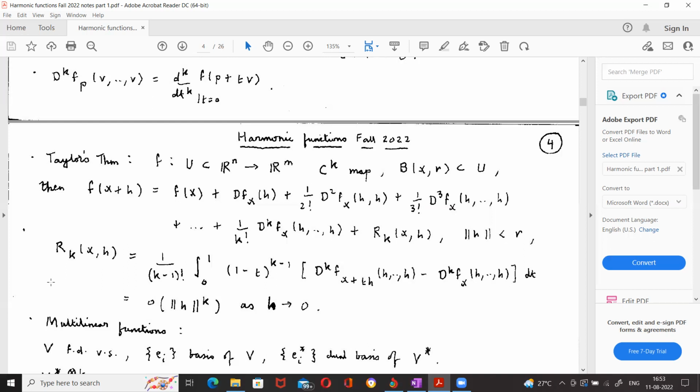Where for this remainder, we have an explicit integral formula. It's 1 over (k minus 1) factorial, integral from 0 to 1 of (1 minus t) to the power k minus 1, in brackets, d^k f at the point x plus th applied to (h, h, ..., h), minus d^k f at the point x applied to (h, h, ..., h), whole thing integral dt. Okay.